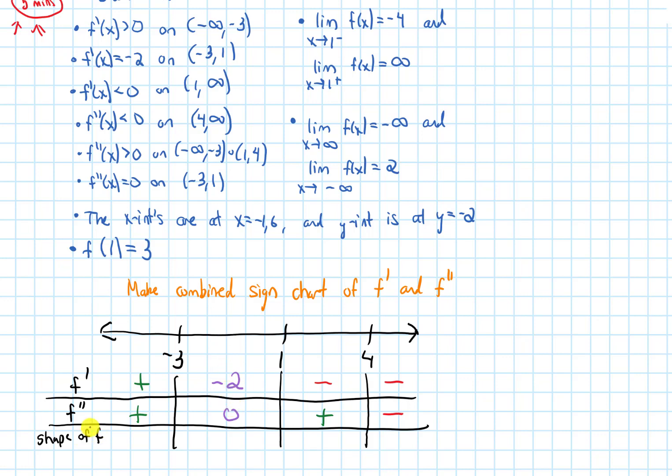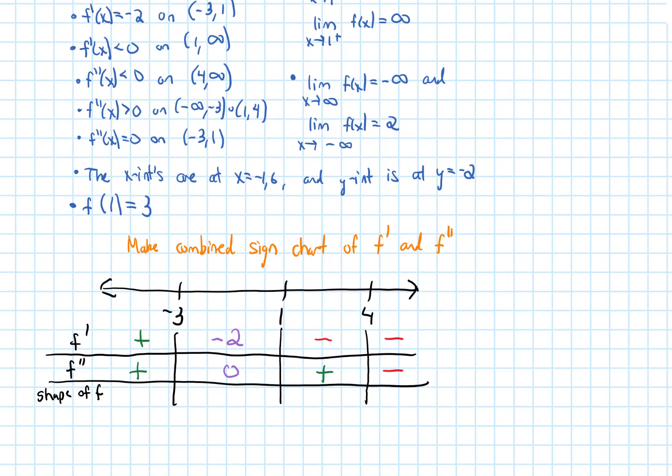Okay, so now let's draw the shapes of the graph. In the first column, my derivative is positive, so my function is increasing. The second derivative is positive, so it's concave up. In the second column, the first derivative is -2, which means the slope is just -2 the whole way, so this is a straight line with a slope of -2. Third column, it's decreasing and concave up. And the last column, it's decreasing and concave down.